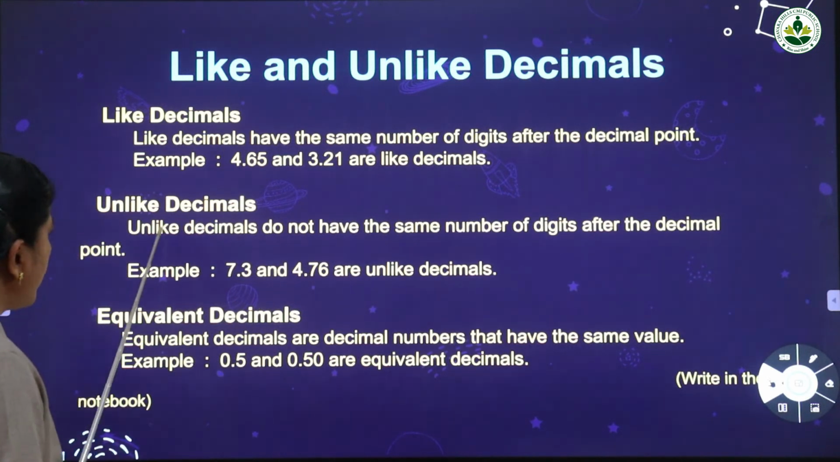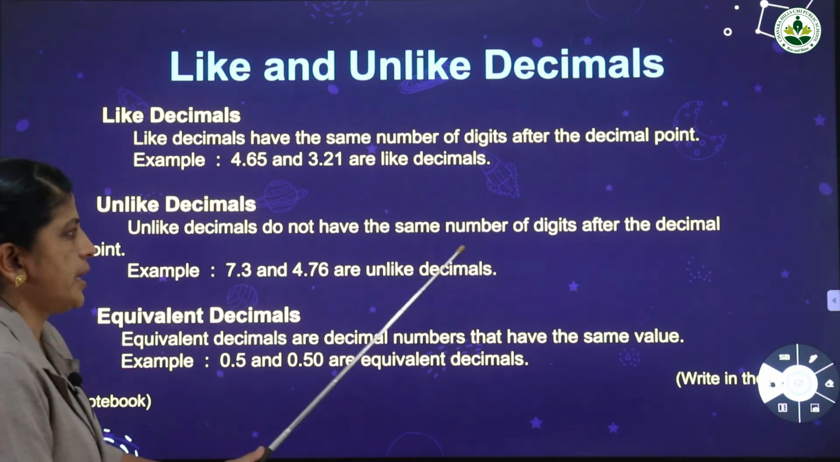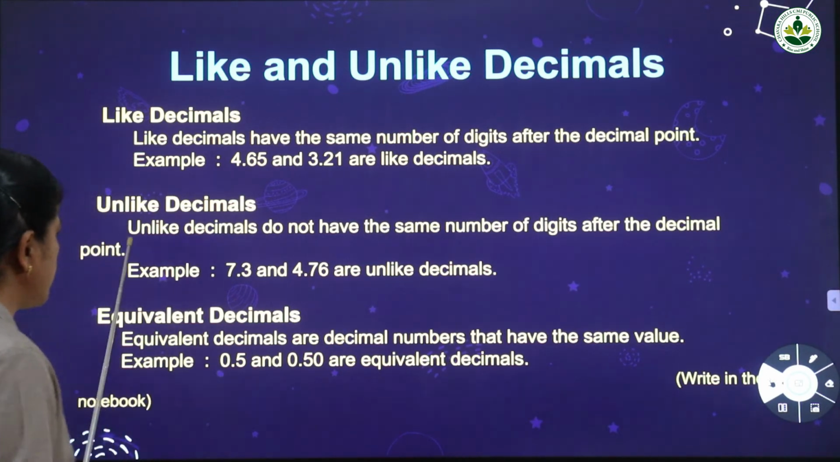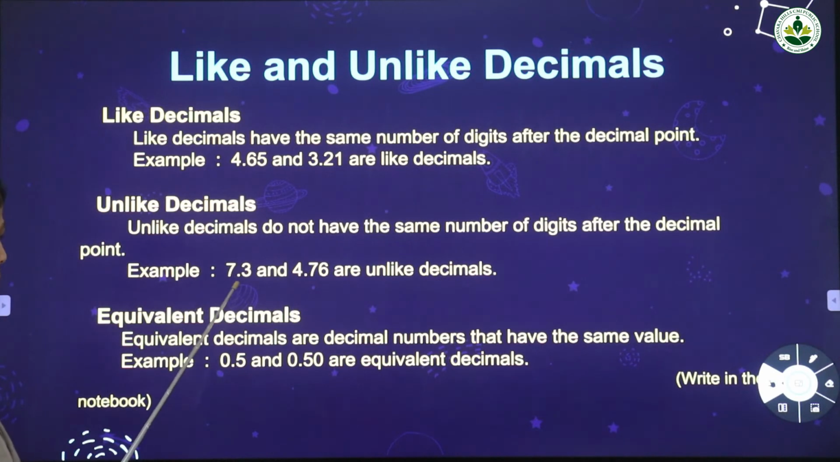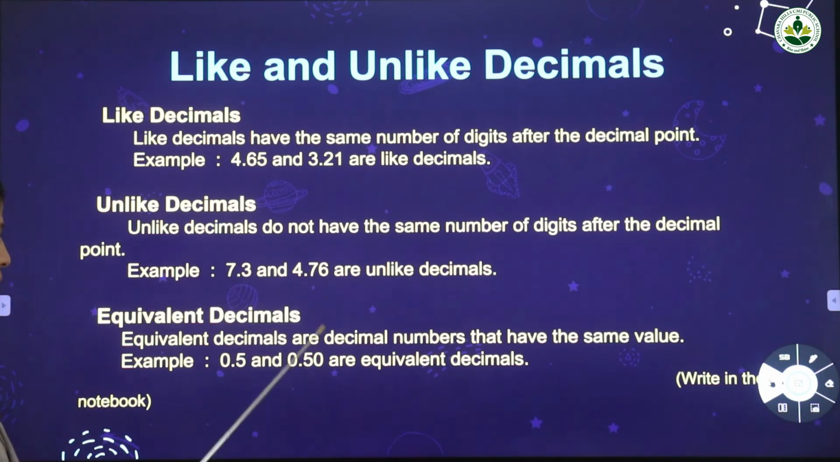Then unlike decimals do not have the same number of digits after the decimal point. Example: 7.3 and 4.76. In 7.3 there is only 1 digit after the decimal point, but in 4.76 there are 2 digits after the decimal point. Therefore, they are unlike decimals.